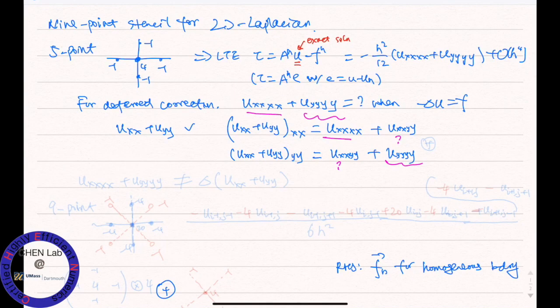What we know now is that u_xxxx plus u_yyyy is not equal to the Laplacian of the Laplacian, because if you add these two, you are taking the Laplacian again of u_xx plus u_yy. This can be thought of as one little motivation for the 9-point stencil. The 9-point stencil basically is that we have the 5 points, and by symmetry we could have these 4 more points. That would make 9 points.